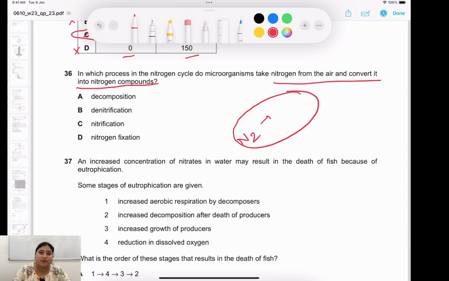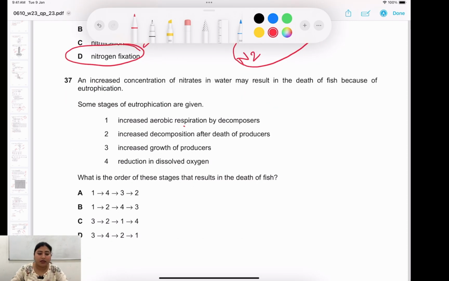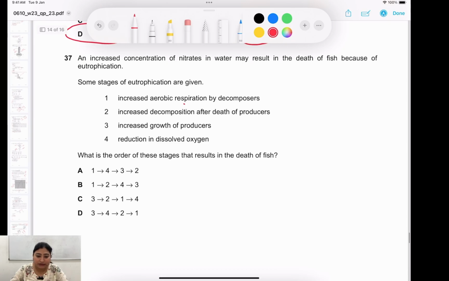So what is this process called? This process is called nitrogen fixation. So this is the most basic step and the first step of the nitrogen cycle, that is nitrogen fixation. Okay, now let's do question number 37.